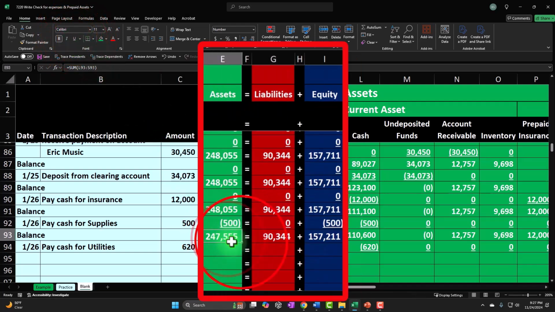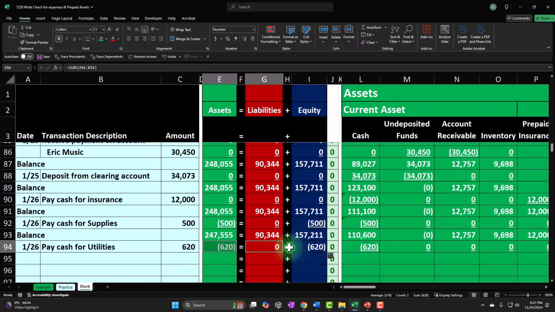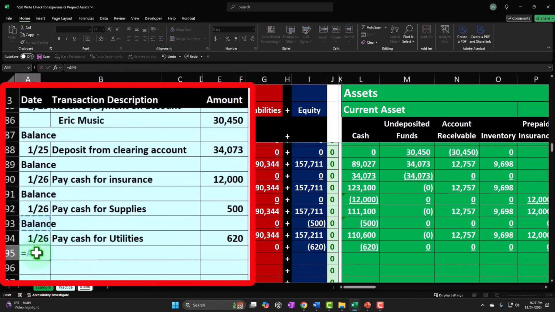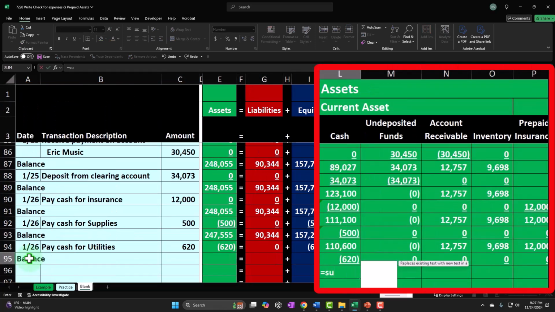And now we're going to copy it down to this transaction to see if we remain in balance. Cash went down, therefore assets went down by 620. Nothing happened to the liabilities. Equity went down because the income statement went down because expenses went up, which brings net income down, which brings total equity down. Okay. And then we'll bring down the balance. Summing it up equals the SUM.